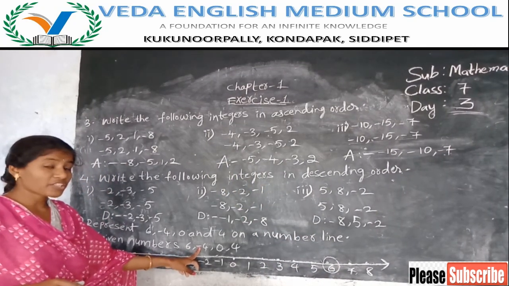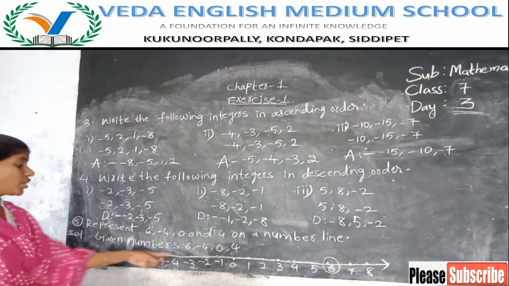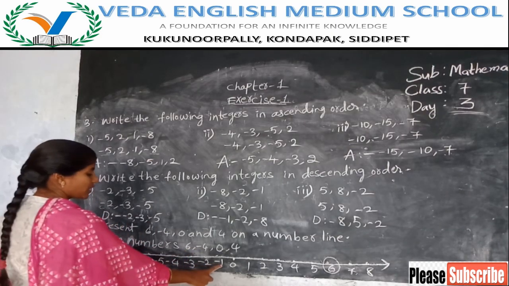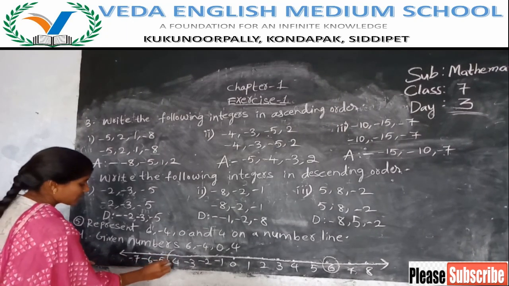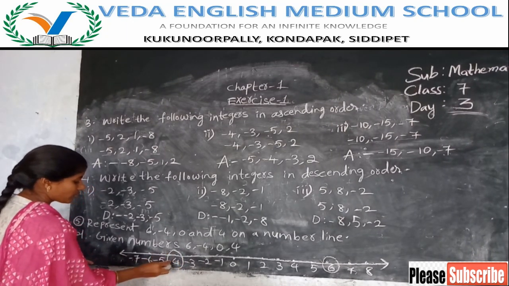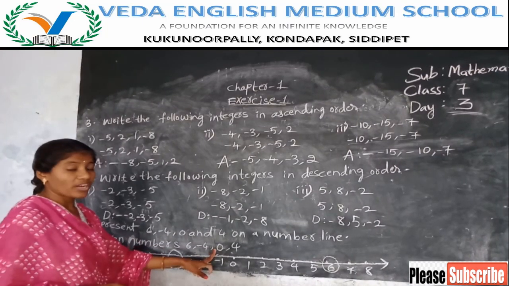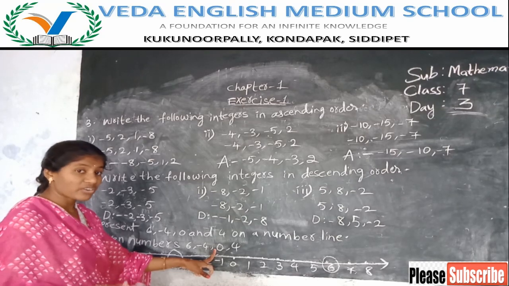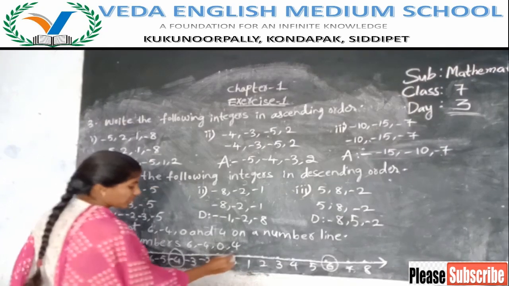Next, -4. Negative numbers always lie on the left side. Now we need -4 here: -1, -2, -3, -4. It is -4. Now where is 0? On an integers number line, where will we have 0? In the middle, between positive numbers and negative numbers. Here we have 0.